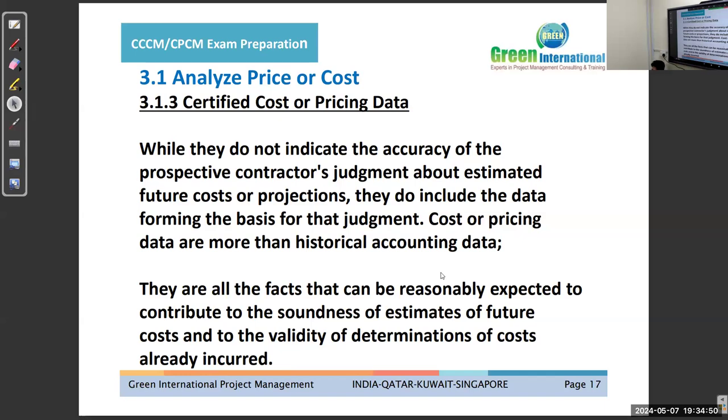While they do not indicate the accuracy of the prospective contractor's judgment about estimated future cost or projections, they do include the data forming the basis for the judgment. Cost or pricing data are more historical accounting data. They are all the facts that can be reasonably expected to contribute to the soundness of the estimates of future cost and to the validity of determinations of the cost already incurred.